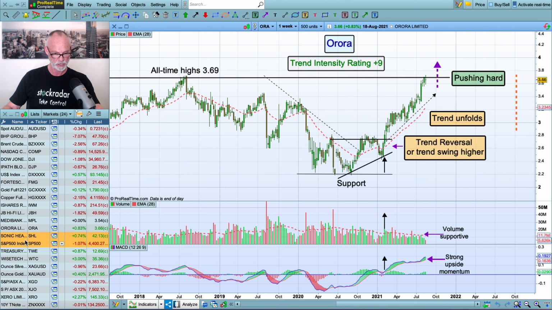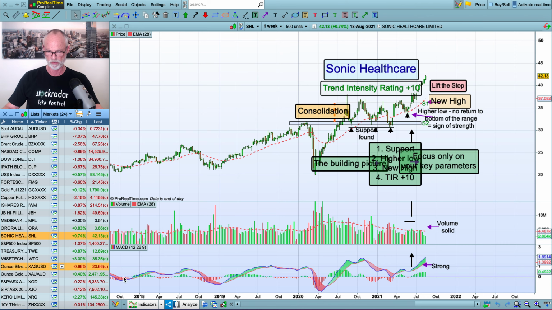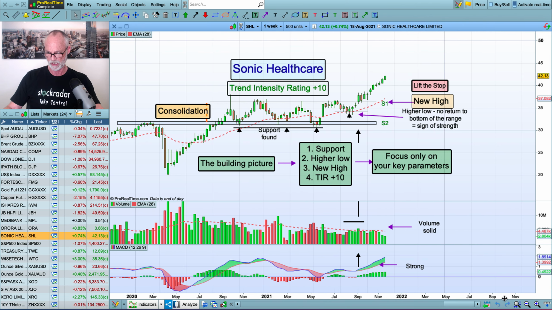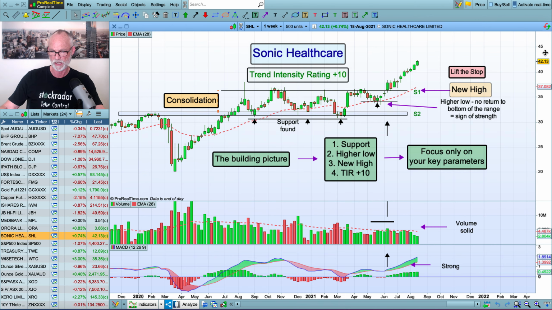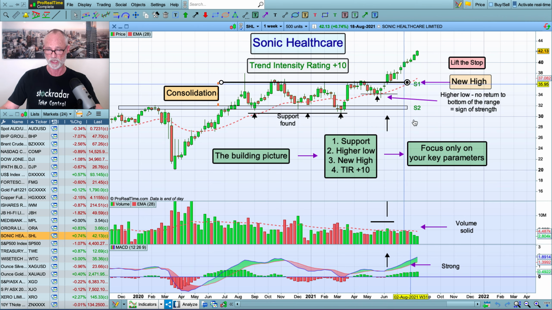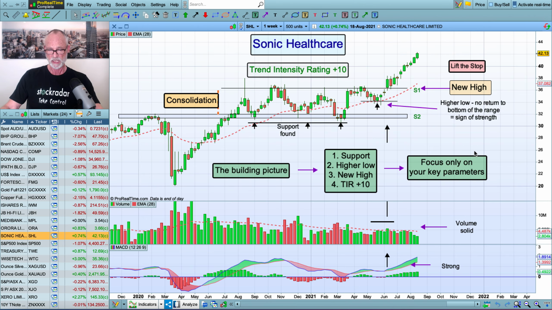Next one I want to have a look at is Sonic Health, which I haven't looked at for a while as well. We can see the health stocks here have been very strong. We know ResMed's been very strong, blowing the share price out of the water. Sonic Healthcare, since it made its new highs up here, just have a look at this one.